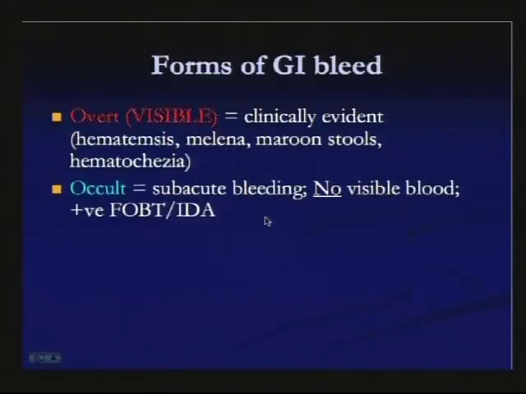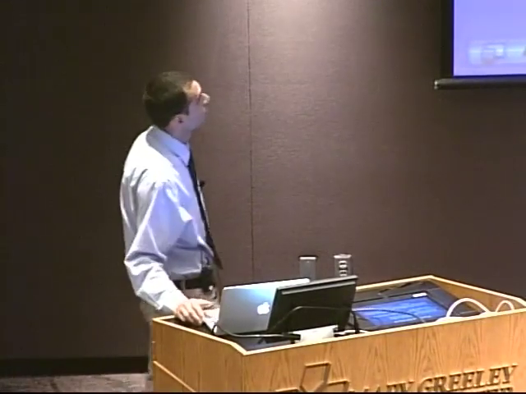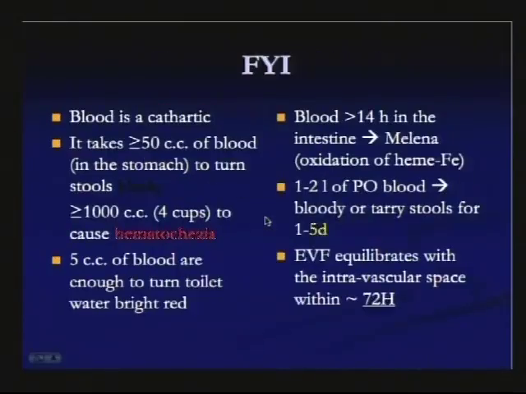Most commonly, the patient presents with a positive fecal occult blood test or iron deficiency anemia. And obscure, which can be either overt or occult, is not obvious. It's GI bleed that persists or recurs with no etiology found on endoscopic and radiologic evaluation.